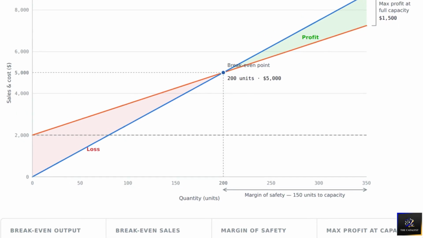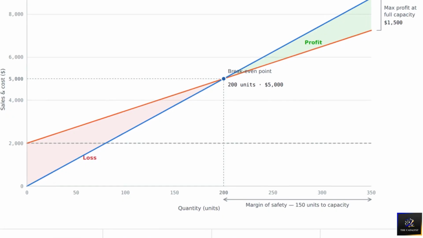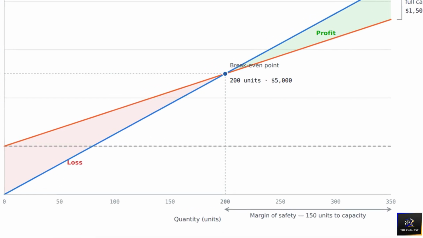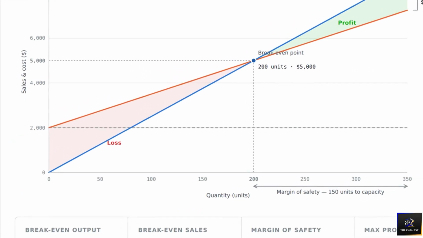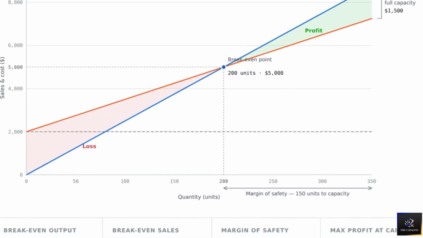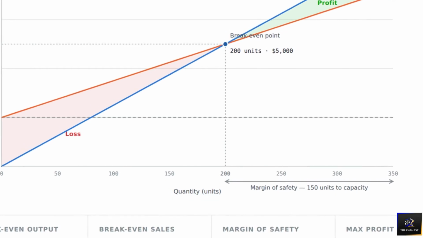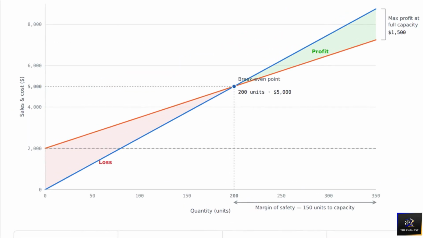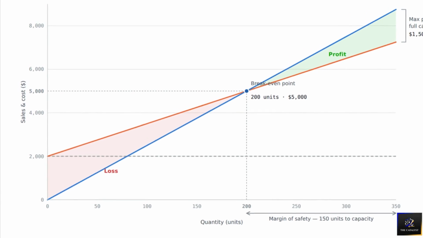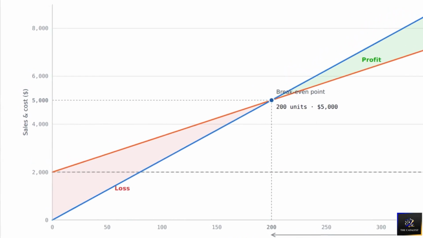The break-even chart makes the formula visual. The horizontal axis represents units sold. The vertical axis represents money. A horizontal line represents total fixed costs, constant regardless of volume. A diagonal line starting at the fixed cost level and rising represents total costs, increasing with each unit produced.